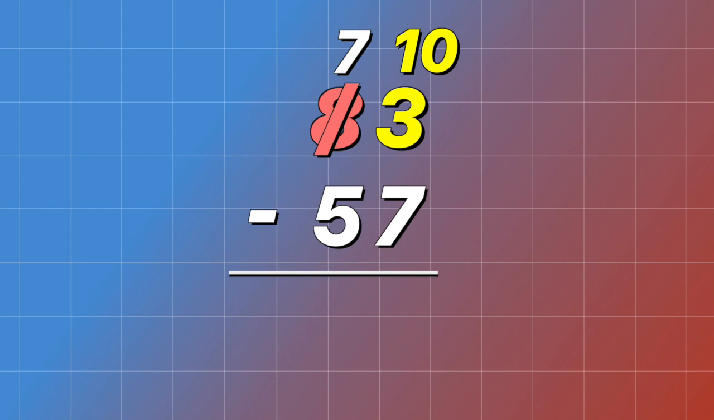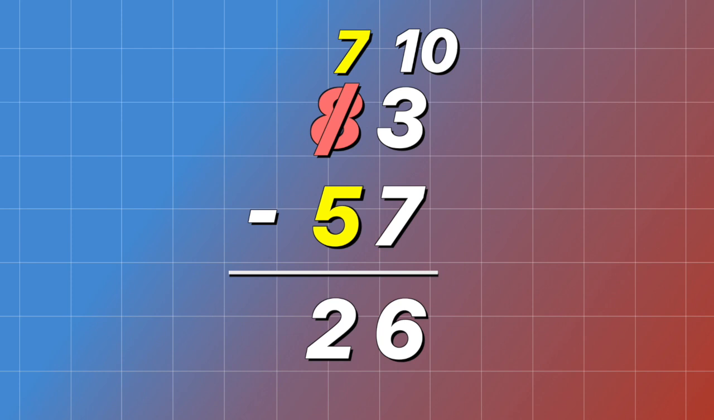We can then perform 13 minus 7, which equals 6. We note this result below the horizontal line, in the units column. Next, let's move to the subtraction of the tens digits. 7 minus 5 equals 2. We note this result below the horizontal line, in the tens column.